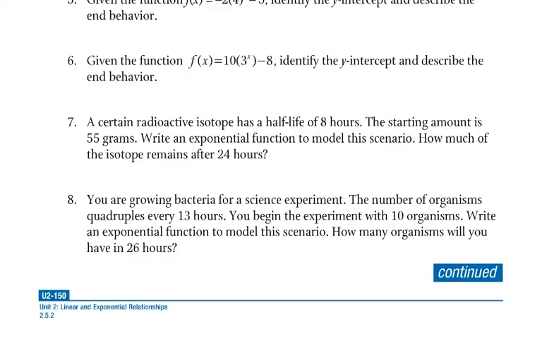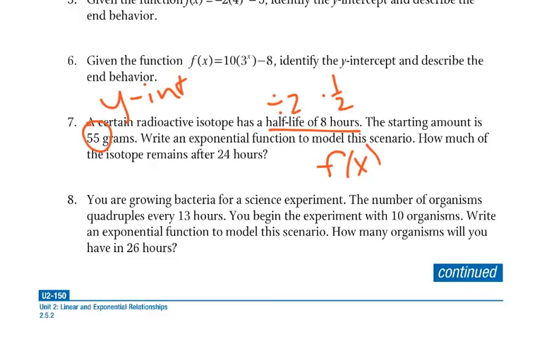Now, 7 and 8. A certain radioactive isotope has a half-life of 8 hours. So every 8 hours, we're dividing by 2 or multiplying by a half. The starting amount is 55 grams. That's our y-intercept. Write an exponential function to model this scenario. So f of x equals our starting number, 55, times 1/2, raised, now it's every 8 hours, so raised to x over 8. If it was every hour, it would just be x. But when we have a certain amount of time, you divide by that.